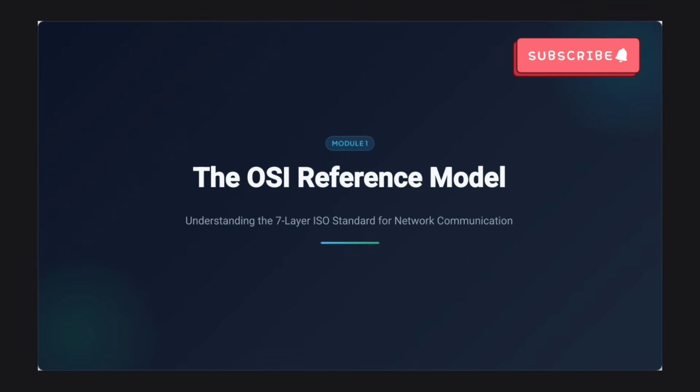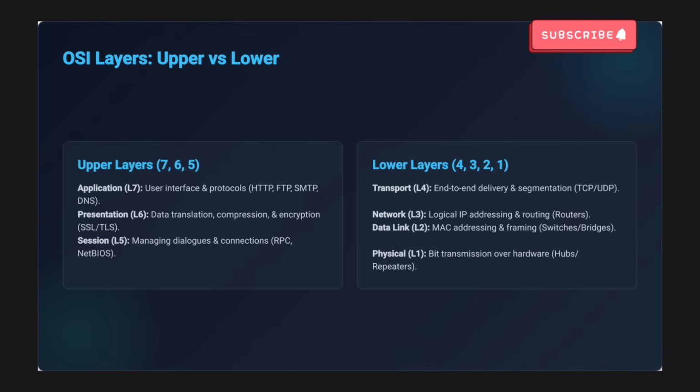In this OSI reference model, we have 7 layers. It is the standard for network communication, module 1, and here the OSI layers are upper versus lower. The upper layers are 7, 6 and 5: application layer, presentation layer, session layer. The lower layers are transport layer, network layer, data link layer and physical layer.